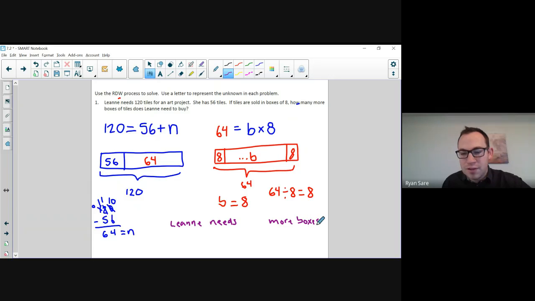And we're going to talk for a second, because we had 2 different unknowns. We had N and we had B. We want to know which one represented the number of boxes. N was the number of tiles that she needed. B was the number of boxes. So we're going to use whatever B equaled, and we're going to add that in here. Leanne needs 8 more boxes. That's our final answer.